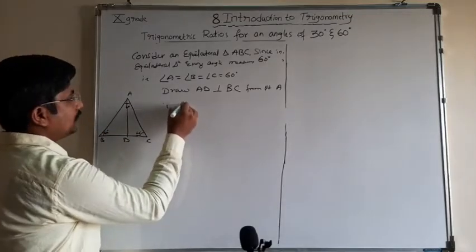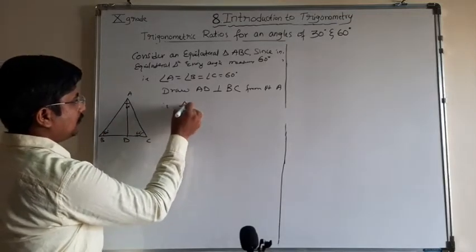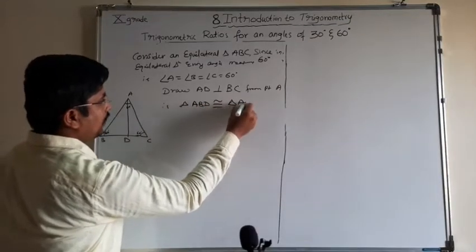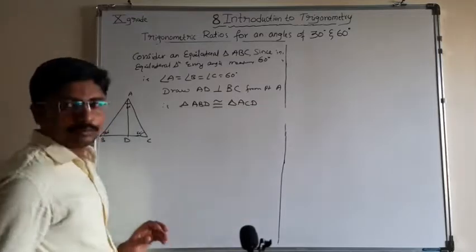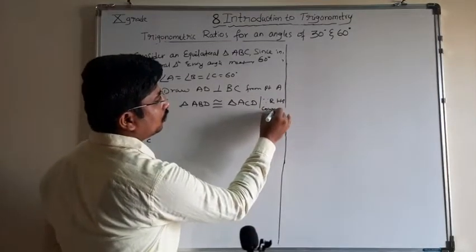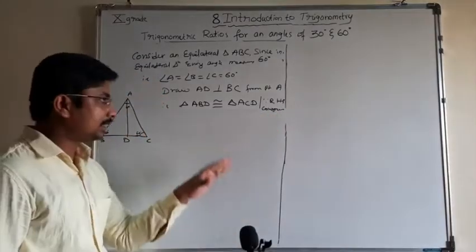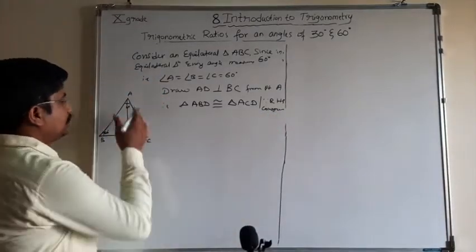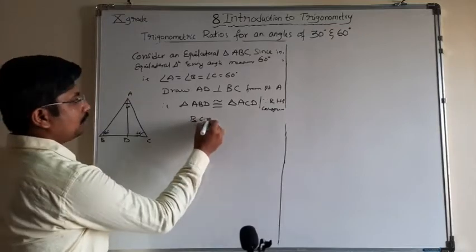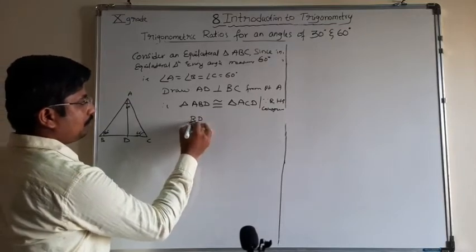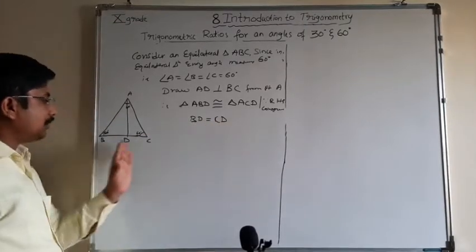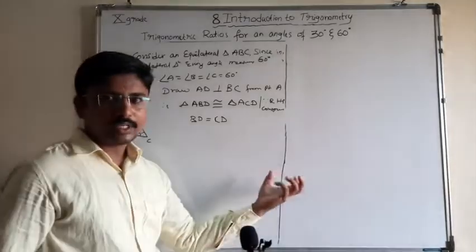Triangle ABD is congruent to triangle ACD by RHS congruence. If these two triangles are congruent, then BD is equal to CD.